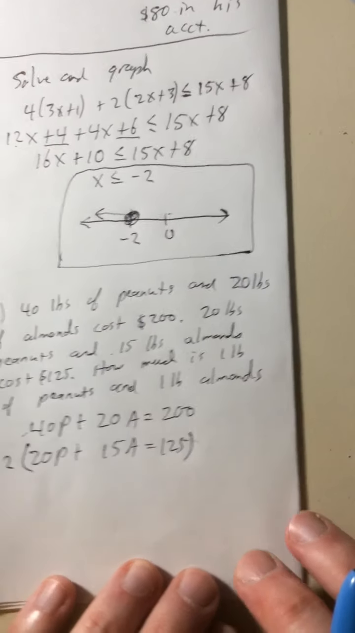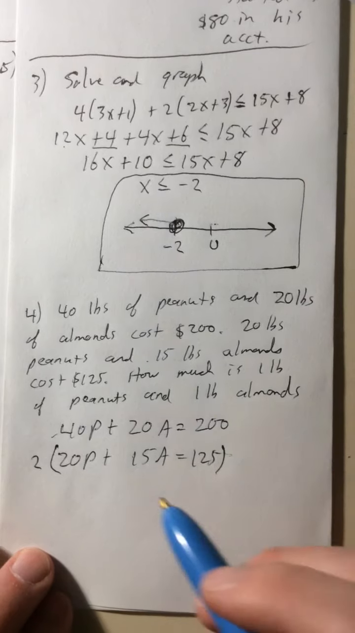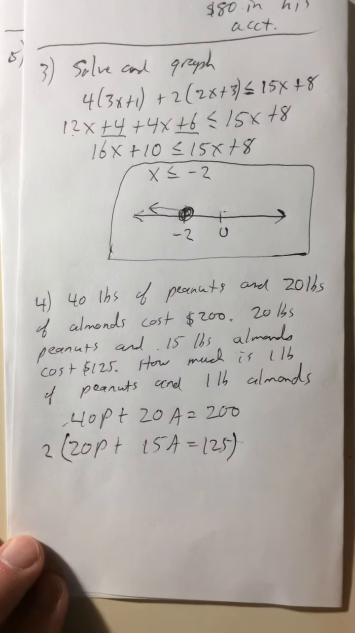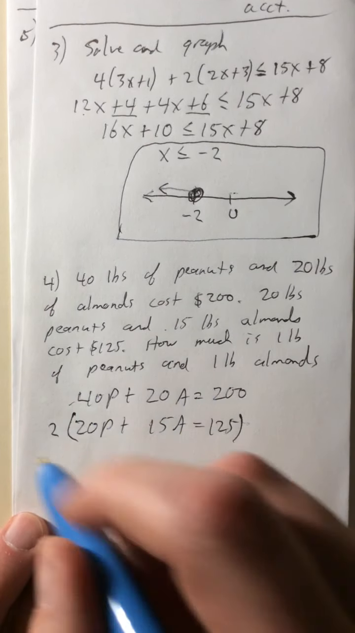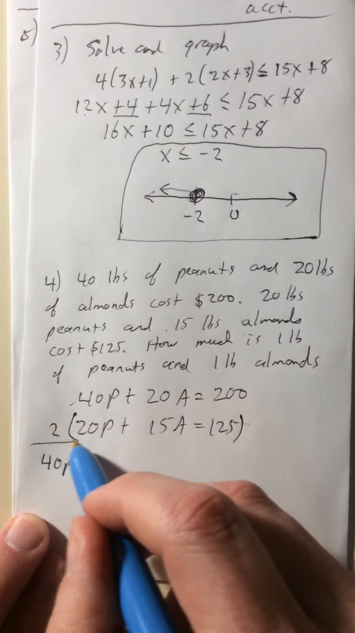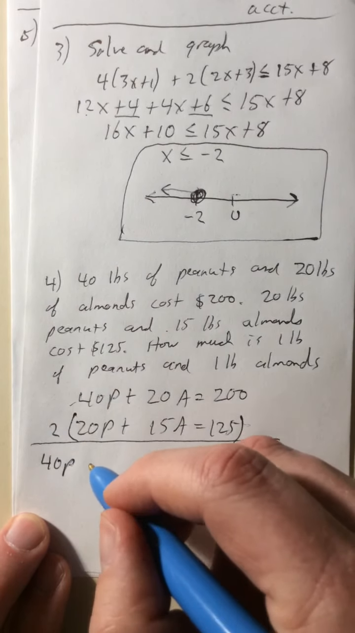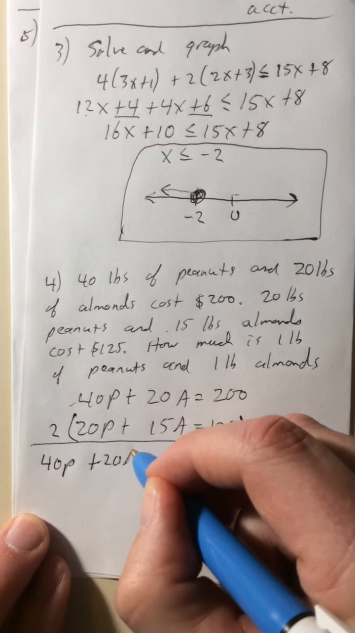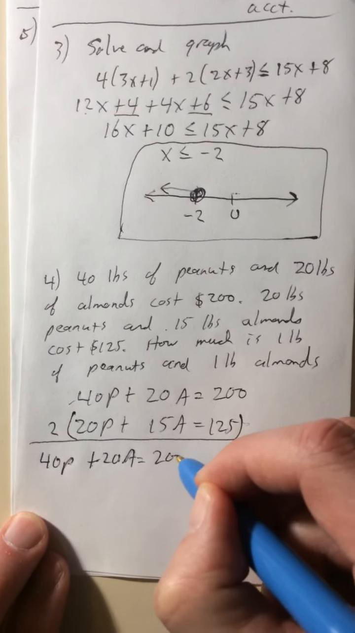I was going to try to squeeze it in over here, but I didn't leave myself enough room. Okay, so we're just going to write the top equation again as is, make a line here just to separate stuff: 40p plus 20a equals 200.